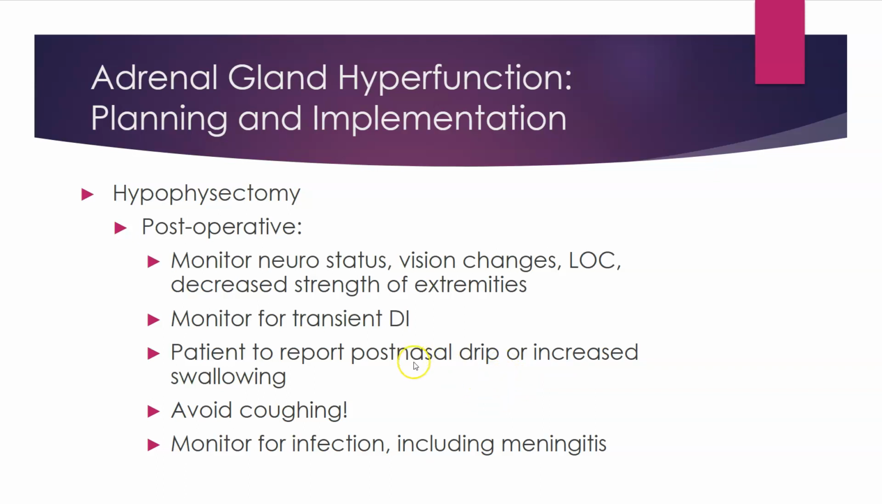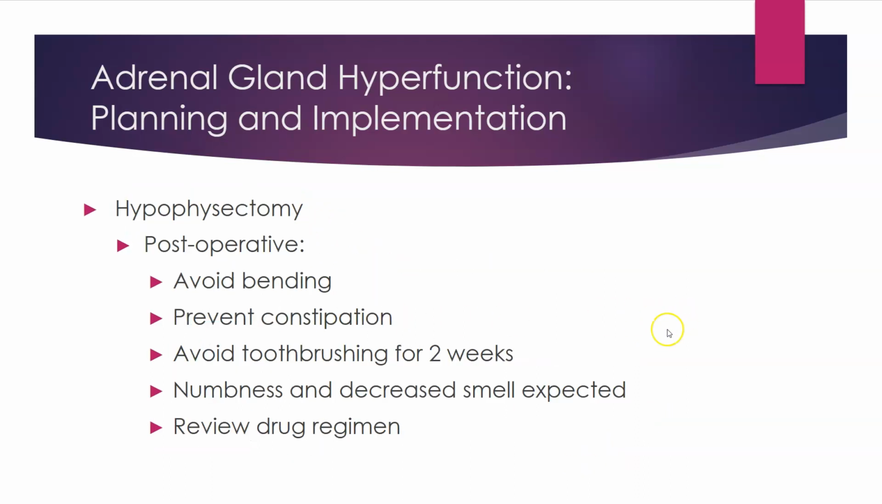And so with that, that could be a nasty site for meningitis or other things like that if we get bacteria into their cerebrospinal fluid. So avoid coughing, like we kind of set up there. Monitor them for infection, including meningitis. So if they've got signs and symptoms of a meningitis, which can happen after this, you need to take that very seriously. Avoid bending, prevent constipation. You're trying to avoid having increased abdominal pressure, intracranial pressure, and doing those kind of things.